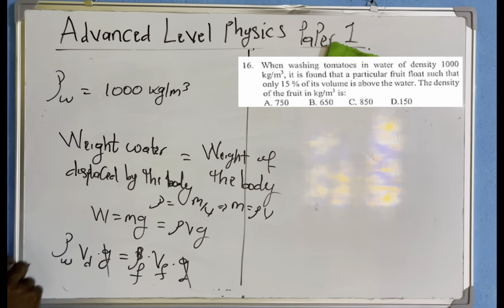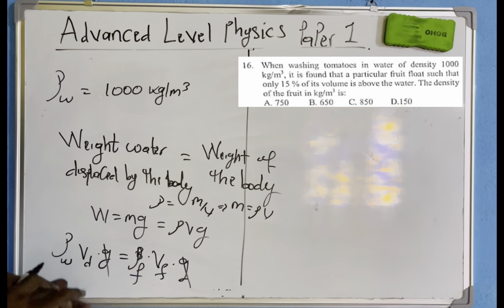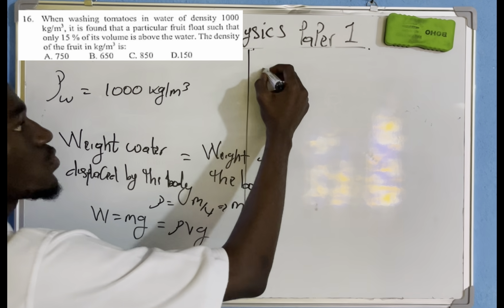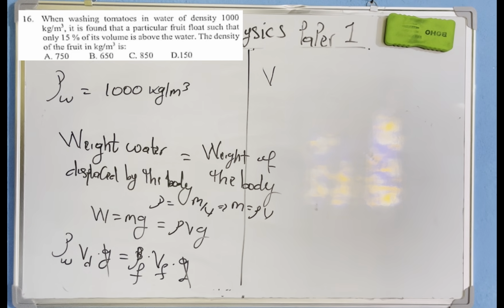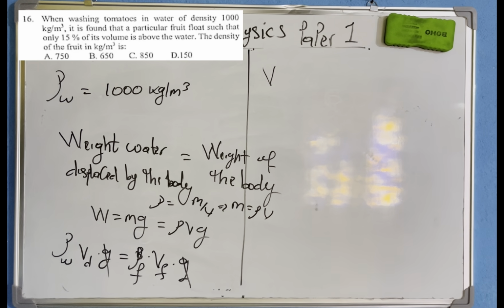Now, I know that 15% of the tomato is above the water. It means that a particular fruit floats such that only 15% of its volume is above; 15% of the body is above. How many percent will be below?